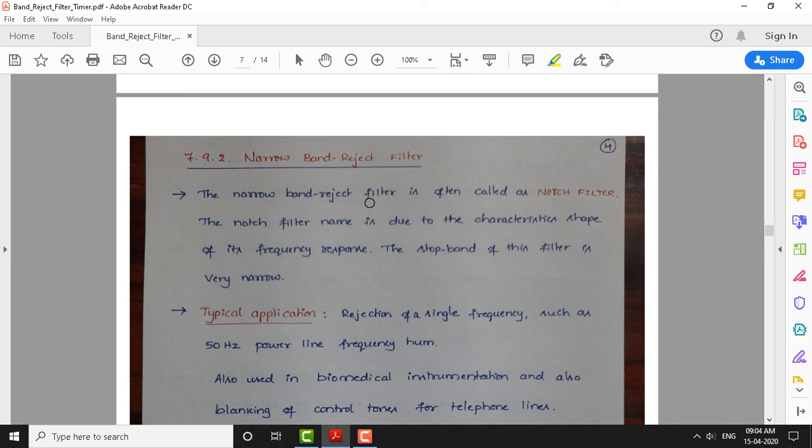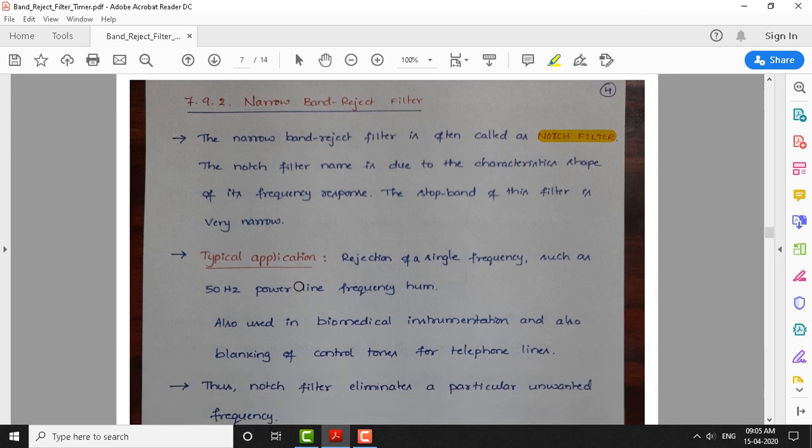The narrow band reject filter, as we have mentioned already, is called a notch filter because its frequency response is in the form of a spike. That spike we call a notch here. The notch filter name is due to the characteristic shape of its frequency response. Because of this reason, the narrow band reject filter is called a notch filter. The stop band of this filter is very narrow, as we can see from the frequency response.